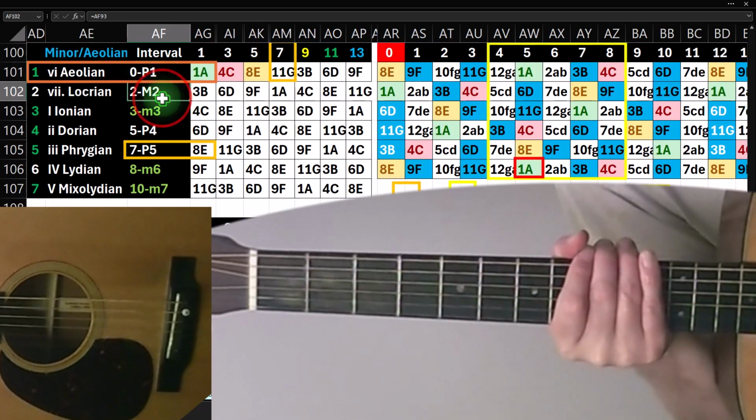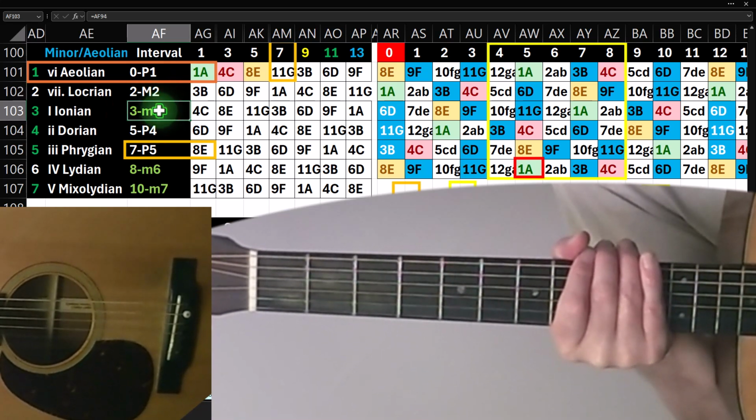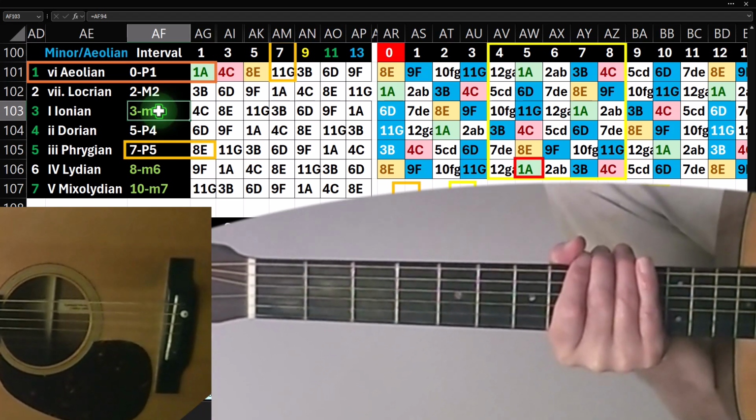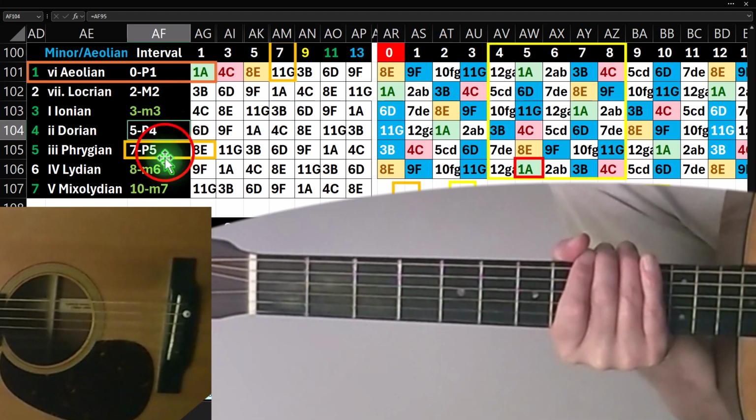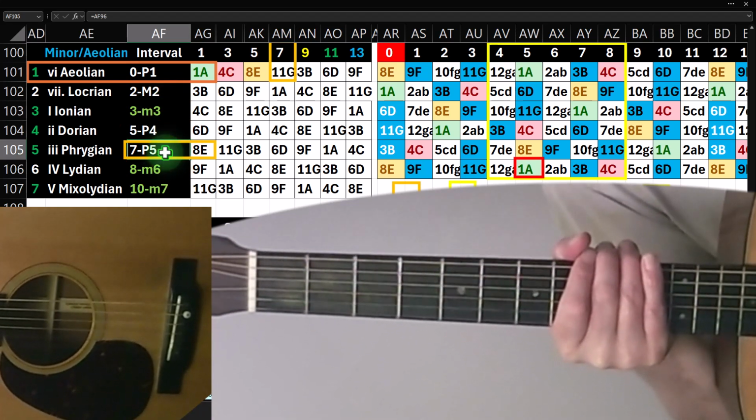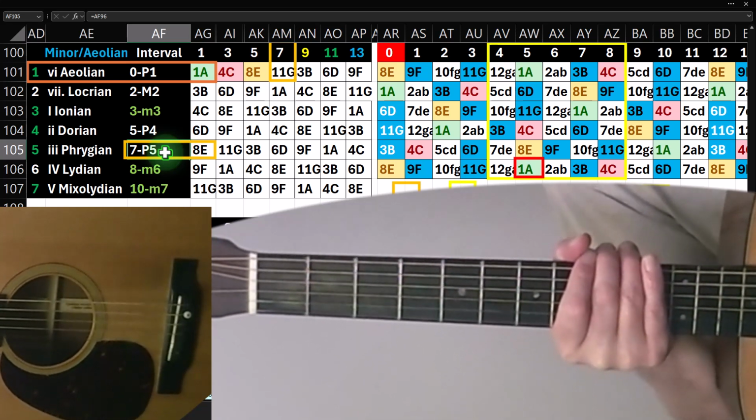a 2 note away major second, which is the same, even though it's a major second for the minor scale. You've got a 3 note away minor third, a flattened third, that's what we expect. A 5 note away perfect fourth, a 7 note away perfect fifth. Those are the same on the major and the minor.